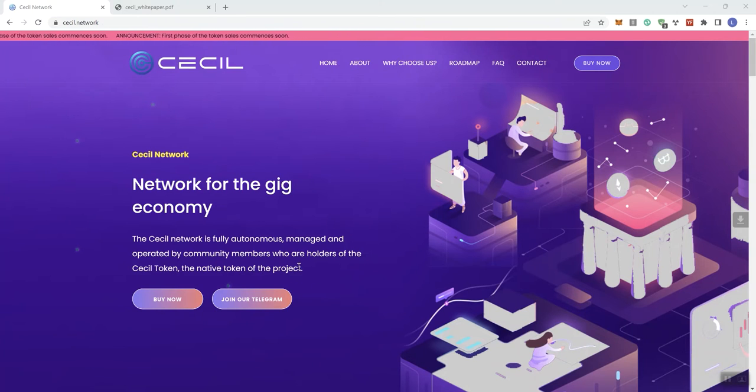So we're looking at Cecil. This is the network for the gig economy. Cecil Network is fully autonomous, managed, and operated by community members who are holders of the Cecil token. With that said, according to my notes, this is a Cardano project.